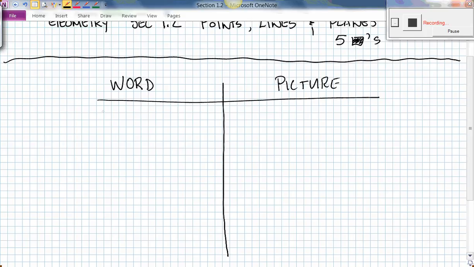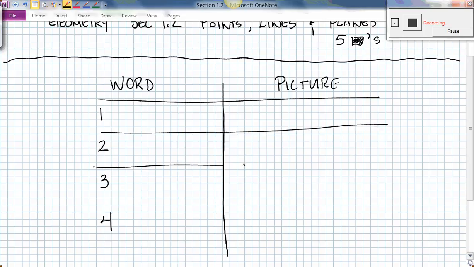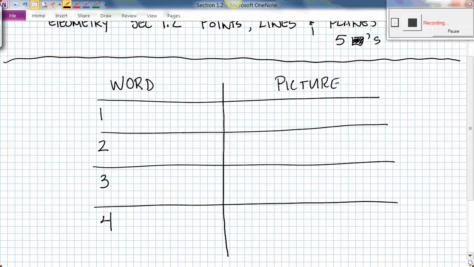We're going to do 5 of these, so go 1, 2, 3, 4, and then leave some space after 4 because we need some space for that one. Okay? So we're going to set up our list here. Planes.